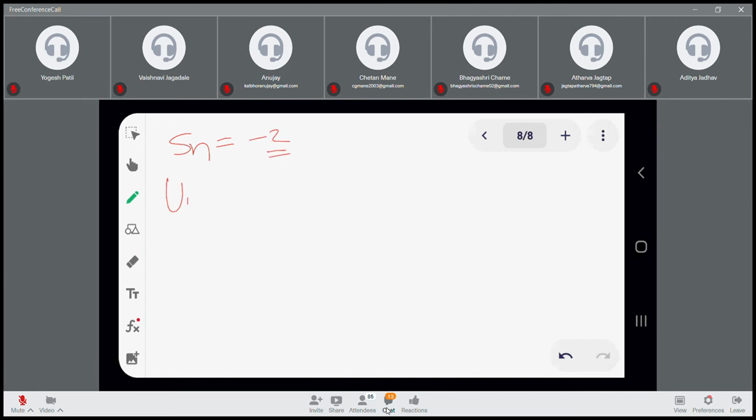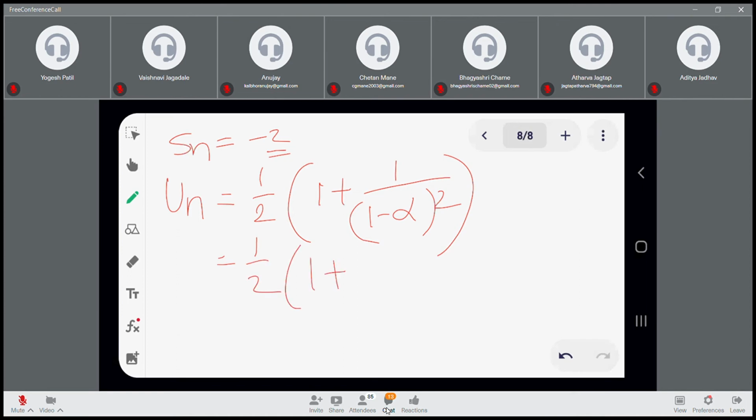Now next is Un. The formula for Un is 1/2 in bracket 1 plus 1 upon 1 minus alpha raised to 2. So 1/2 again, 1 plus 1 divided by 1 minus, now alpha is again 1.2, bracket square. Yes, can you please calculate this? Tell me the answer. 13 ma'am. Yes, exactly. The answer is 13.